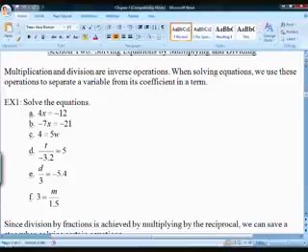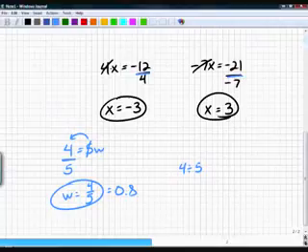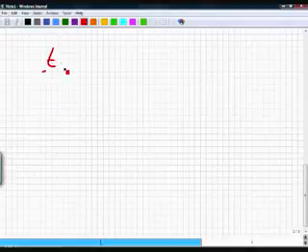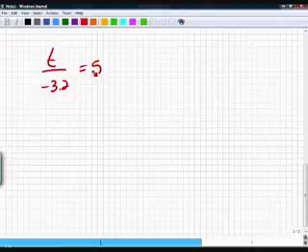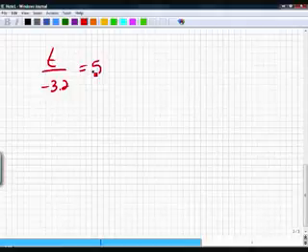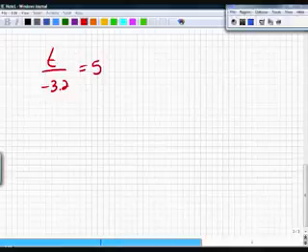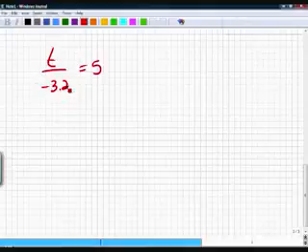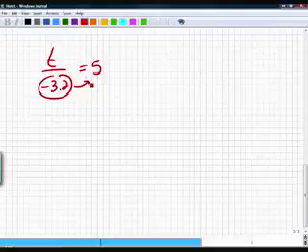Next problem. T divided by negative 3.2 is 5. T divided by negative 3.2 is equal to 5. Okay, what are we trying to get by itself? The T. What's with the T? Negative 3.2. What's the relationship between T and negative 3.2? So again, T is being divided by negative 3.2. Does everybody understand that? So when you move division by negative 3.2 across that equal sign, what does it change to? Times negative 3.2. Are there any questions about that?